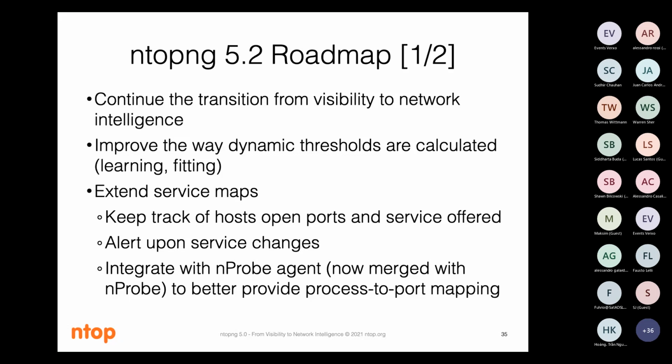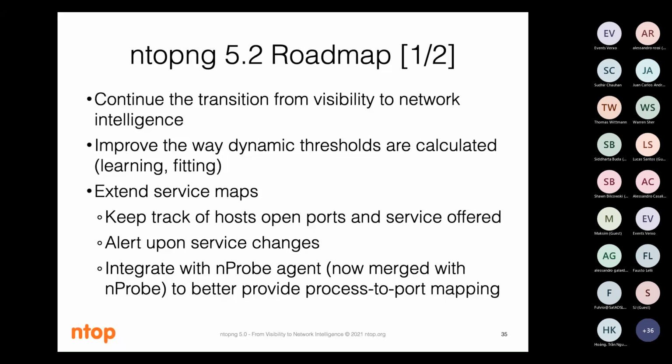So where are we going from here? Well, from here, we are trying to continue the transition from visibility to network intelligence. As you recall in the first slides where we have seen the arrow, we are trying to keep moving towards intelligence in the quadrant that we have seen at the beginning of this presentation. We're also trying to improve the intelligence and the checks run by ntopng using learning and fitting to combine approaches with static thresholds with dynamic thresholds learned during the execution.